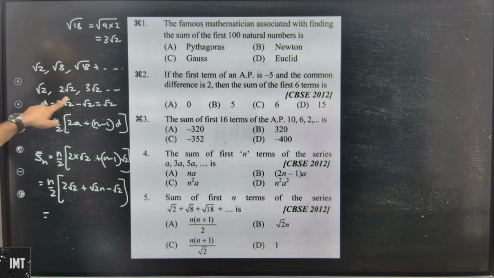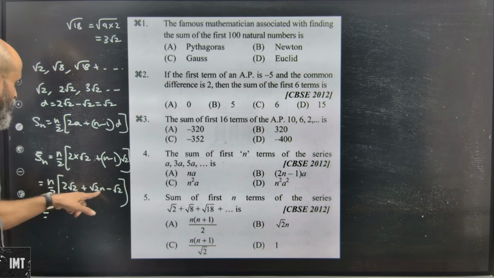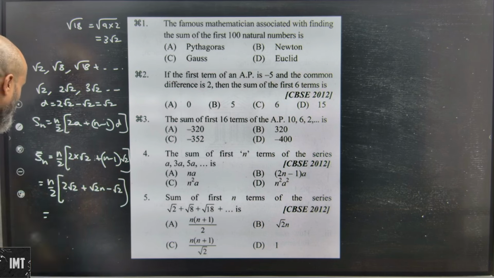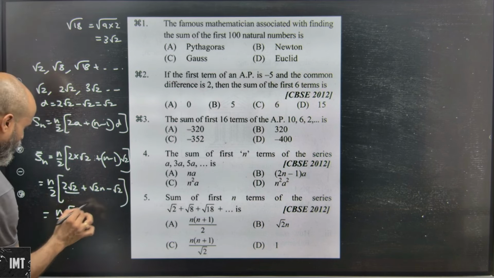Here under root 2, under root 8. So the common difference is under root 2 and the first term 2a, that is 2 into under root 2, 2a plus n minus 1 into under root 2. That will be under root 2n minus under root 2, 2 under root 2. So let's check it out what happens here. N by 2, 2 under root 2 minus under root 2.